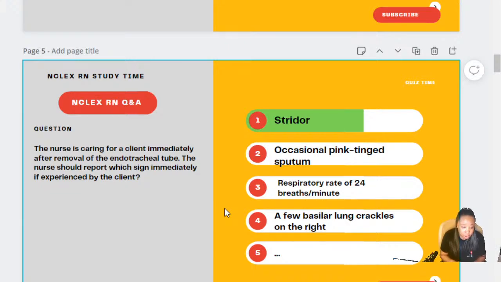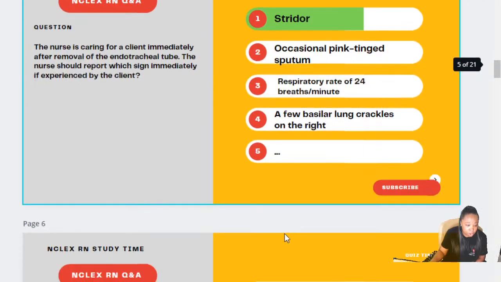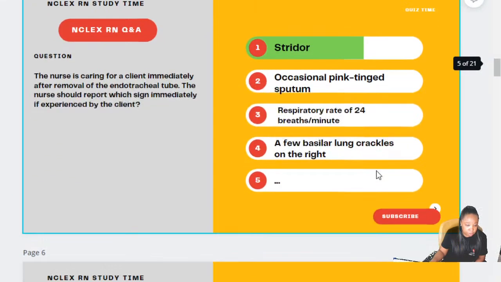If you, as a nurse, hear stridor in a patient, you have to act quickly. You have to call the doctor, call the respiratory therapist, do anything that you can do to save that patient, because this is an emergency situation. Okay, so this is what we're going to choose. So let's go to the next one.